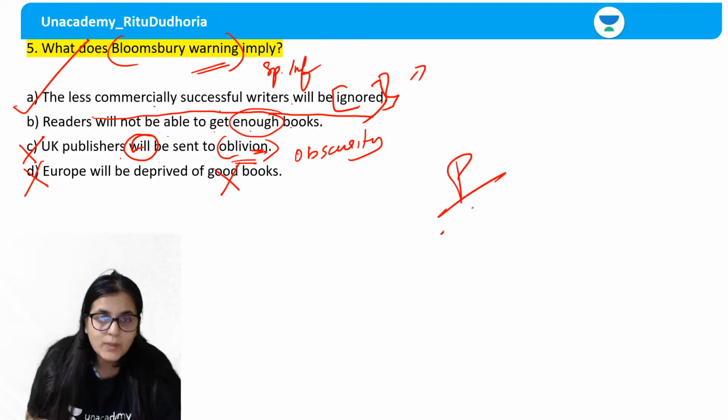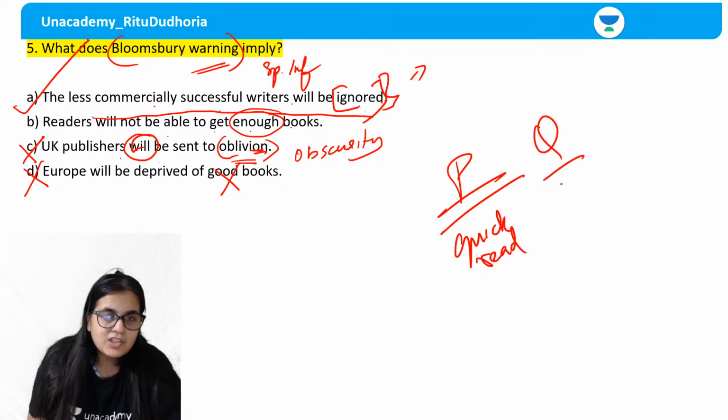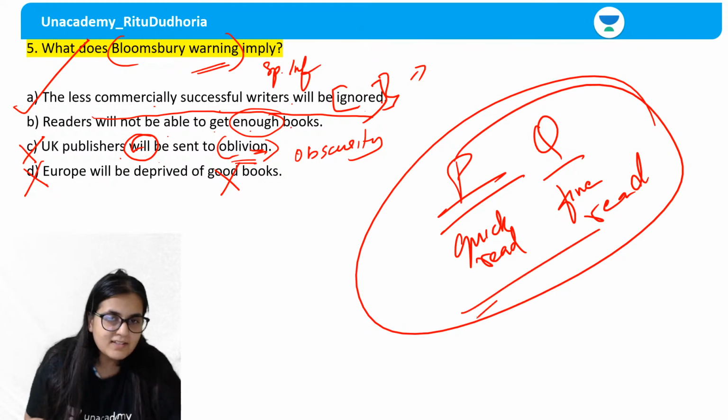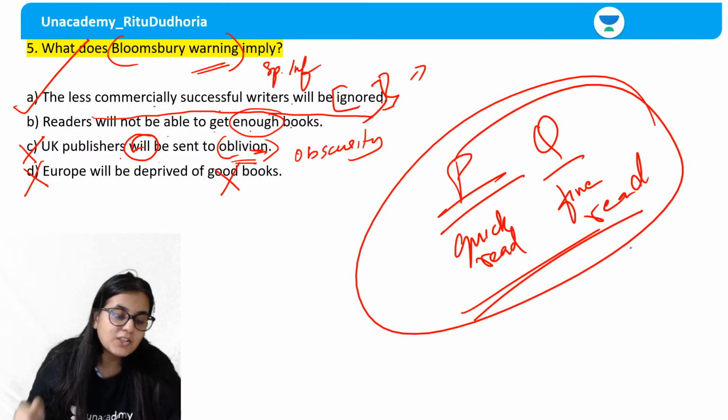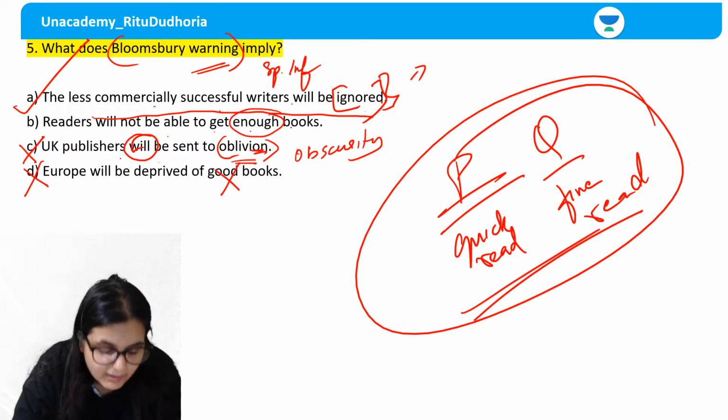Passage is a quick read. Questions have to be fine read. Did all of you practice this strategy, guys? Nothing can go wrong.